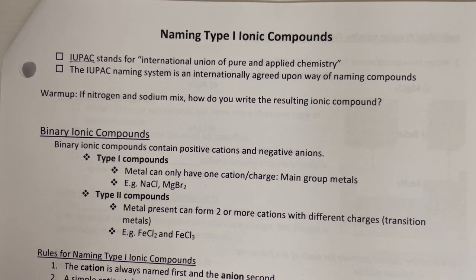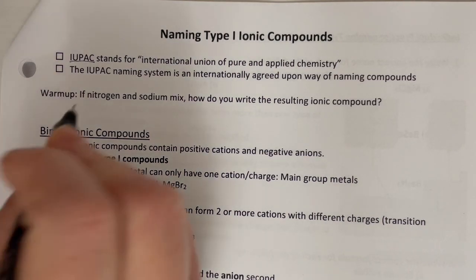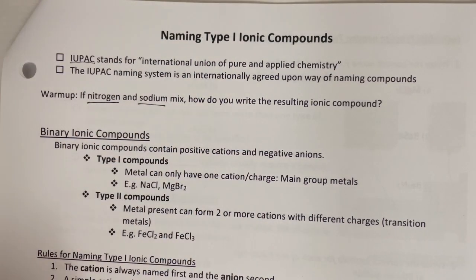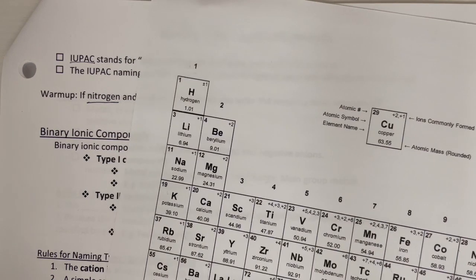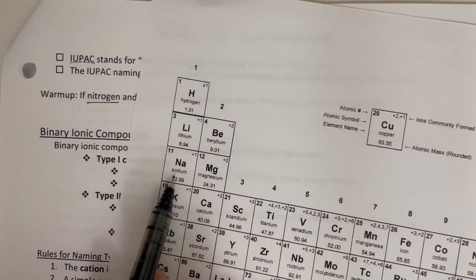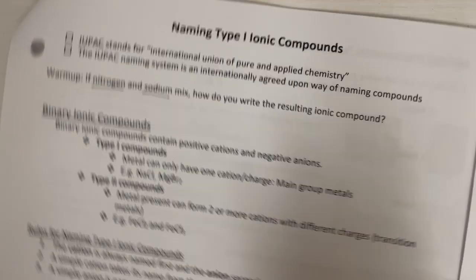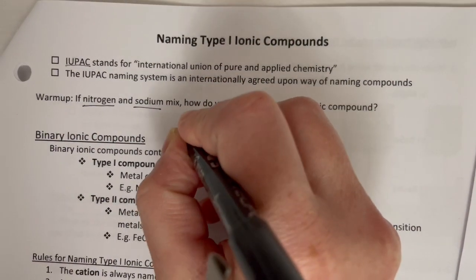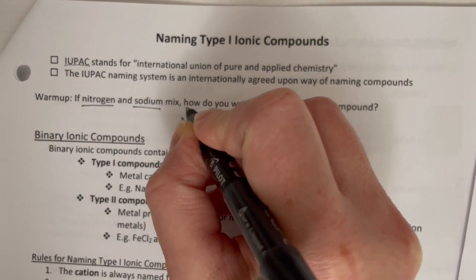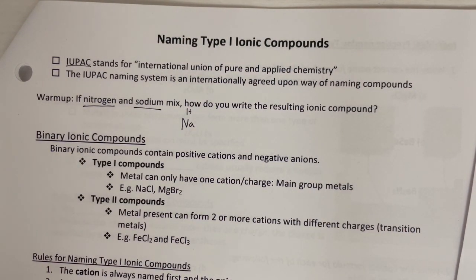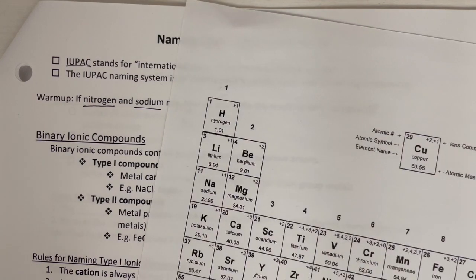Speaking of which, let's just do a quick practice with how we make ionic bonds. So let's say you're mixing nitrogen and sodium. We want to find out the resulting ionic compound. So first, we look those guys up on our periodic table. I've got sodium right here. Sodium's in group 1, so that means it has a charge of 1. So I'll write down that sodium has a charge of 1, and it's going to want to make a positive 1 charge. It's a cation because it wants to lose that single valence electron that it has in group 1.